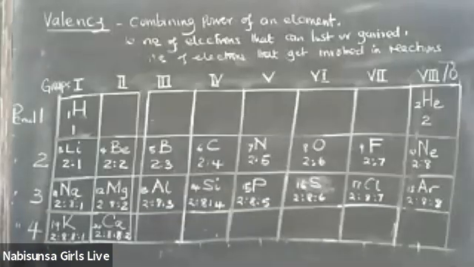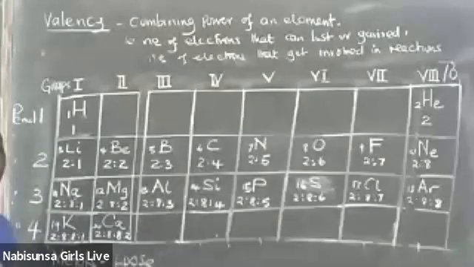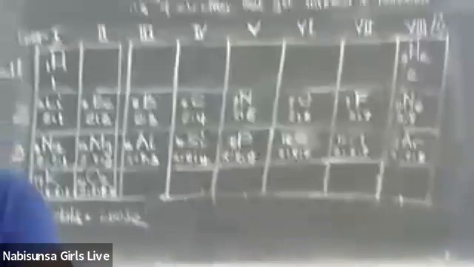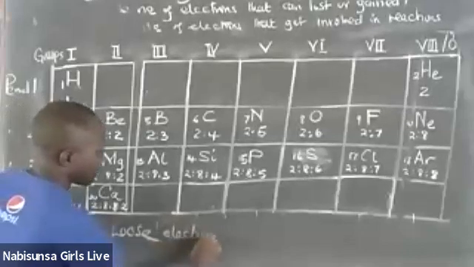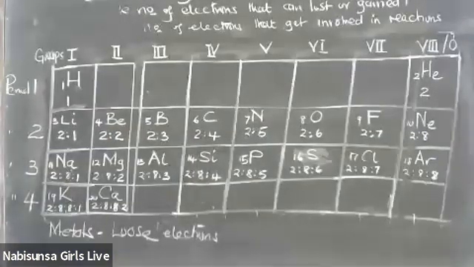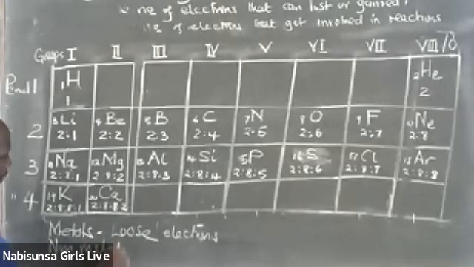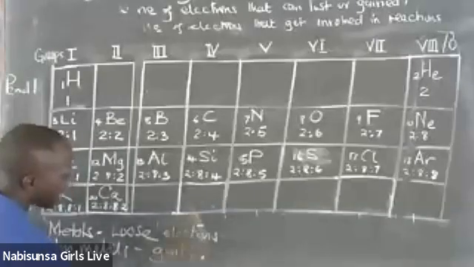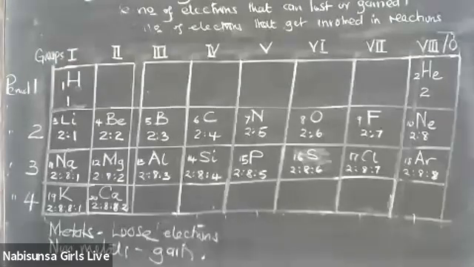I want you to note that metals, now you see the words are coming back. Metals lose electrons. That's why we saw what is a metal and what is not a metal here. What happens to non-metals? The non-metals gain electrons. Non-metals gain electrons.